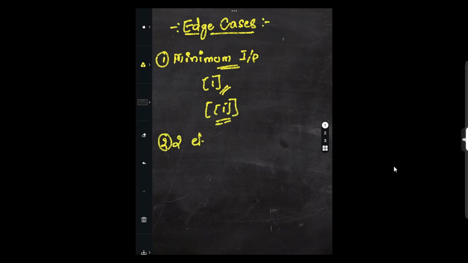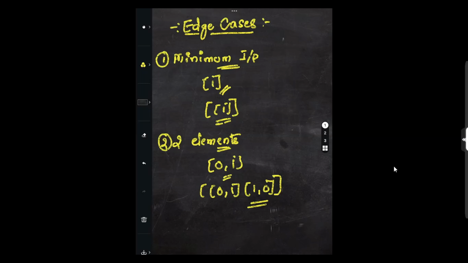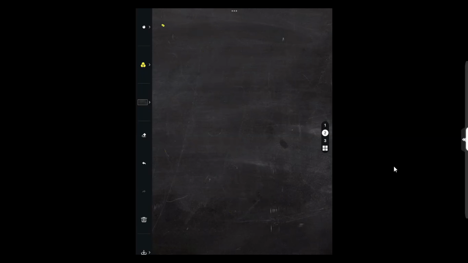So next, let's consider the 2 elements. We are considering the condition of 2 elements. Let me go with 0, 1 in the input. Output will be 0, 1 and 1, 0, right? This will be the output. So these are the possible permutations for the 2 elements, right? The example that we have considered.